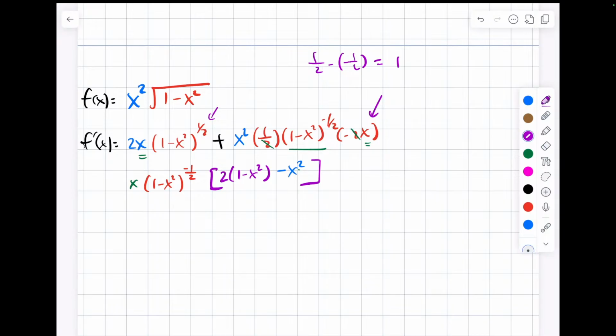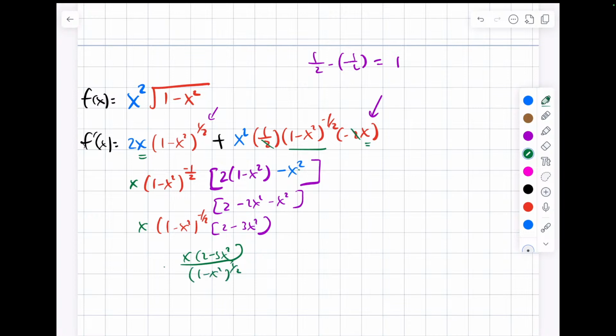So I'm going to go ahead and simplify the purple part. So it'll be 2 minus 2x squared minus x squared, and that's going to be 2 minus 3x squared. And the green part is the x, and the red part is 1 minus x squared to the negative 1/2. Now I'm going to move that to the bottom, so it'll be x times 2 minus 3x squared over 1 minus x squared to the 1/2. So that should be the final answer, because I moved it to the bottom. So this one's probably the most difficult one because you had to factor out the least power, the most negative power.